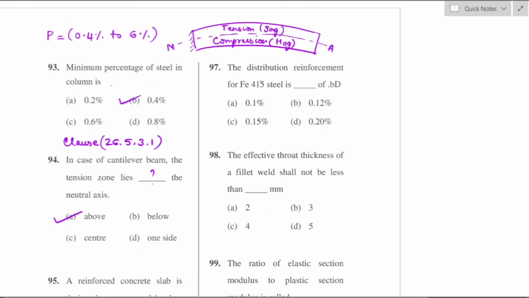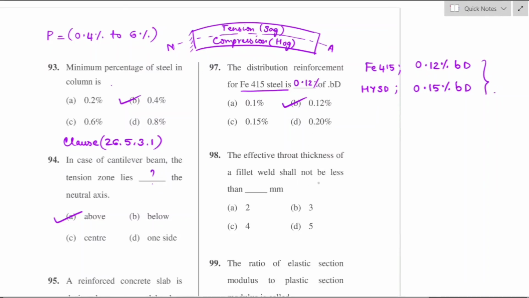Question number 97. The distribution reinforcement for Fe415 steel is dash % of B into D. So as per IS 456-2000, if Fe415 steel grade is used, the distribution reinforcement shall be 0.12% of B into D, where B is the width of the section and D is the depth of the section. Suppose if HYSD bars are used, the distribution reinforcement is 0.15% of B into D. So the right answer is option B. For Fe415 steel grade, distribution reinforcement will be 0.12% of B into D.